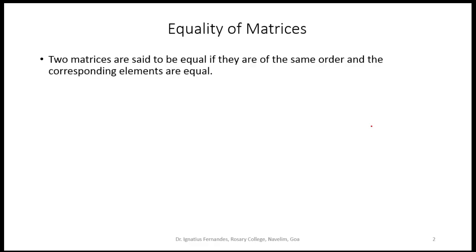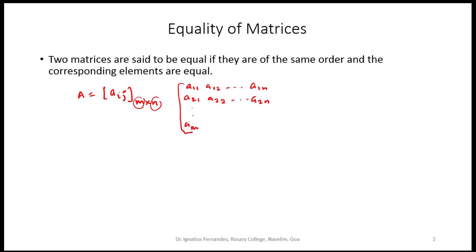Equality of matrices. We say two matrices are equal if they are of the same order and the corresponding elements are equal. Okay, what it means is, suppose I have a matrix A. Okay, we have been writing as Aij of order m by n. In that case, we are referring to a matrix like A11, A12 and so on, A1n. Okay, it has m rows and n columns. So A21, A22 and so on, A2n. So like this we have AM1, AM2 and so on, AMN.